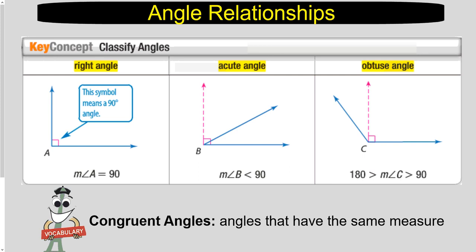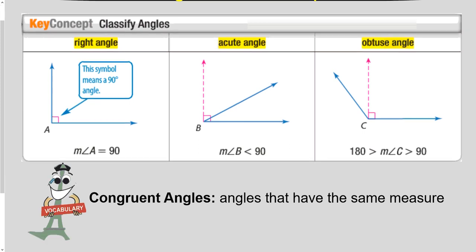Okay, so like I said, three ways that we can classify an angle. Right angle means it equals 90, acute it's less than 90, or obtuse it is greater than 90. Two angles are congruent if they have the same measure. The symbol for congruency is an equal sign with a tilde on top. Okay, I'm going to keep moving, but pause this if you want to put this in your notes.